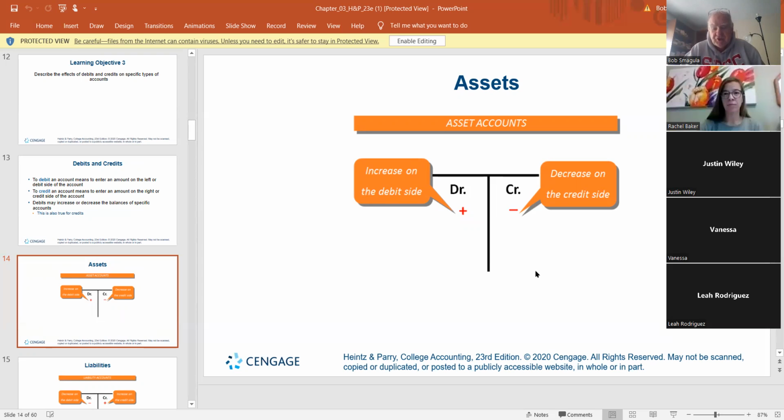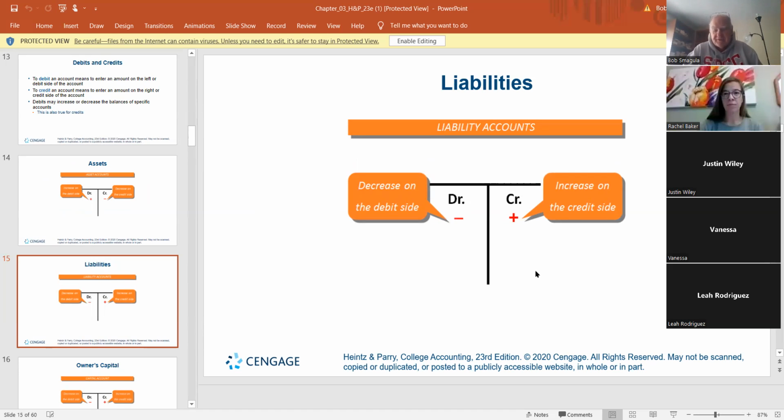If you have a cash account at the end of the month and you have a credit balance, there's something wrong. Somebody has stolen money. There's an unrecorded transaction. You made a mistake of some kind, or you're floating checks. But you can't have a credit balance for assets, okay? Not without a real good explanation.